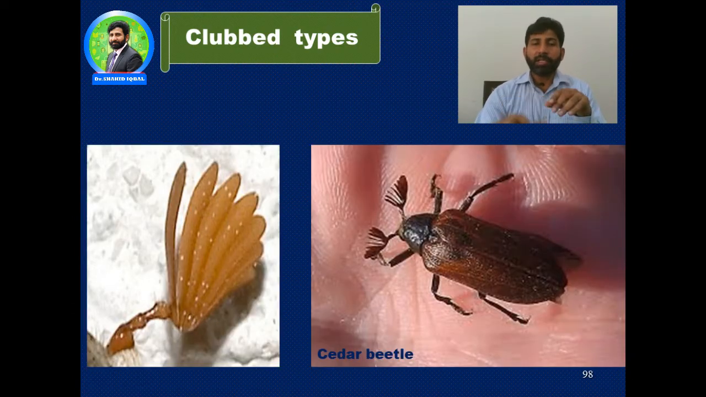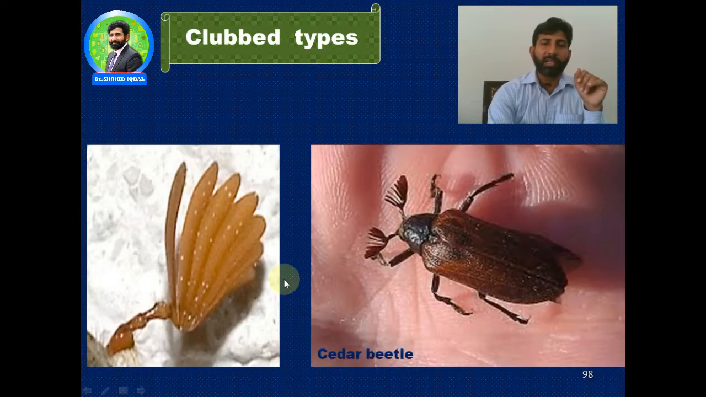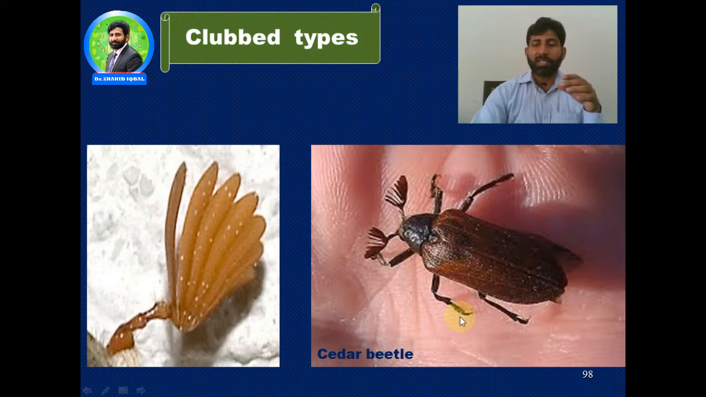Look here, this is the terminal part, this is the cedar beetle. In the terminal part, they possess the lateral long parallel-sided sheet-like or tongue-like extensions. Here you can check, this is the tongue-like extension at the terminal part. This condition exists in the cedar beetles.